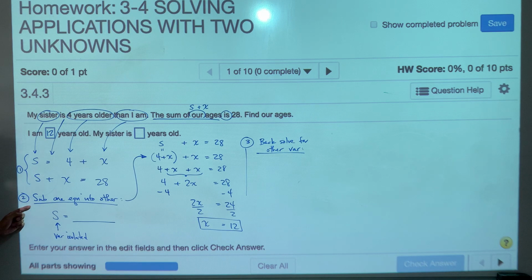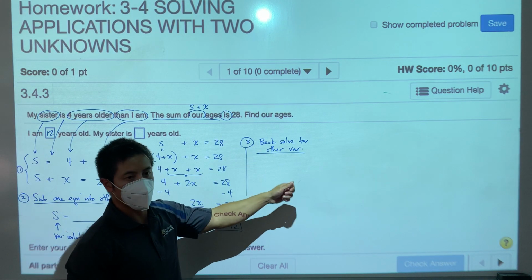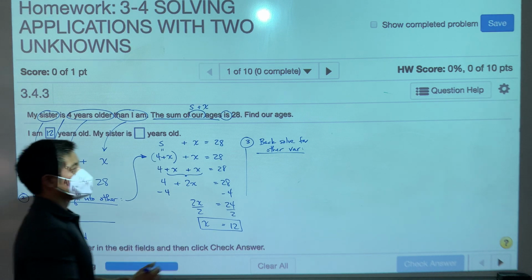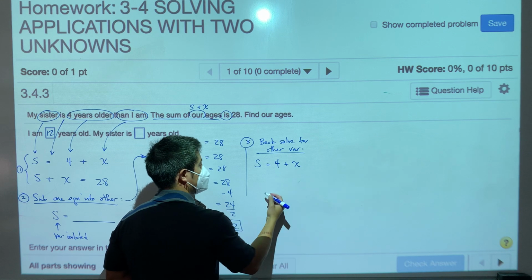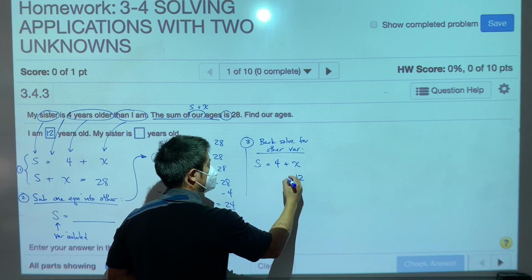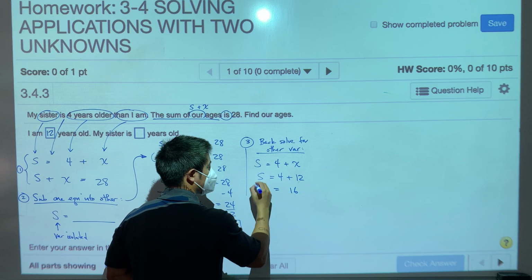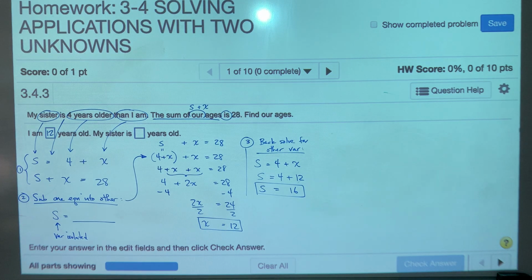So we found one of the variables in step 2. Now we back solve for the other variable. How can I find the other variable? Well, I know that sister is 4 plus my age. So I know sister is 4 more than my age. I know my age is 12. So that means sister must be 16. Make sense? Any questions about that at all?